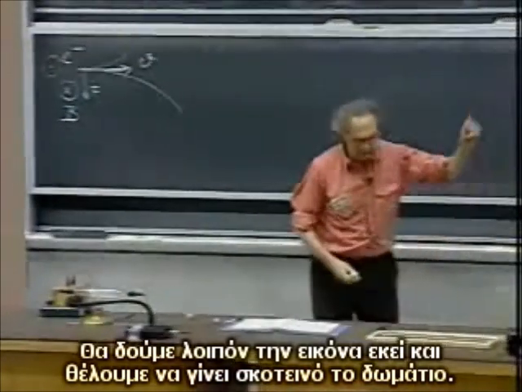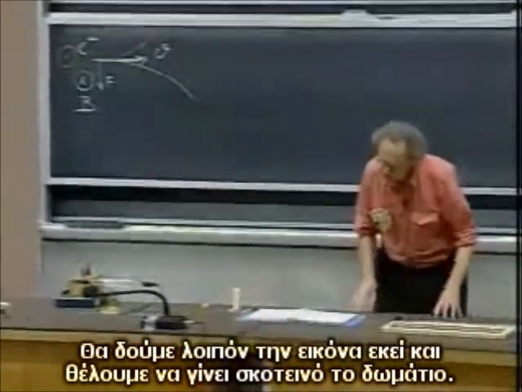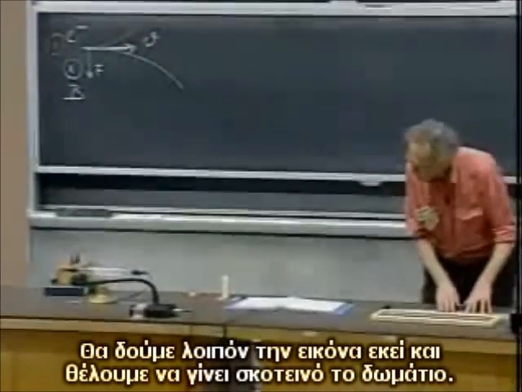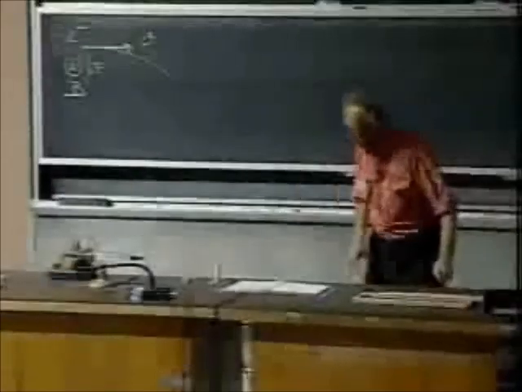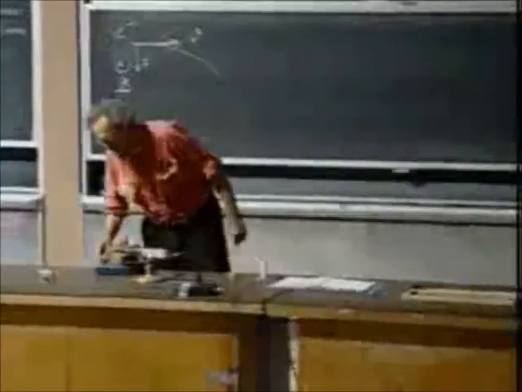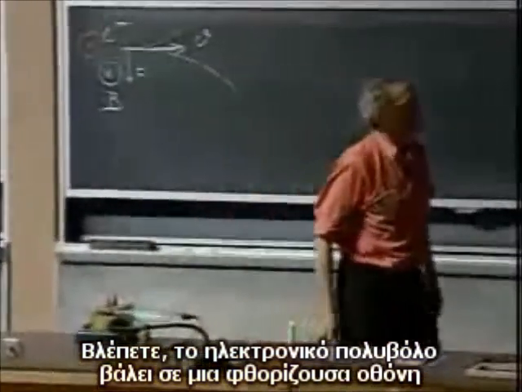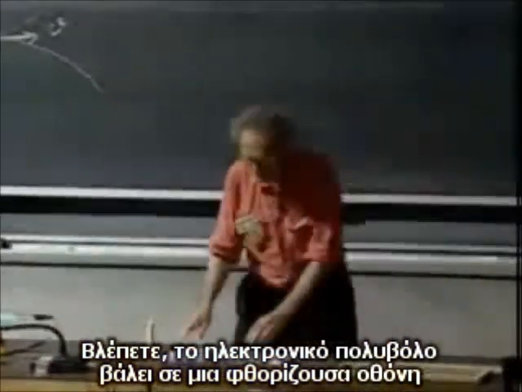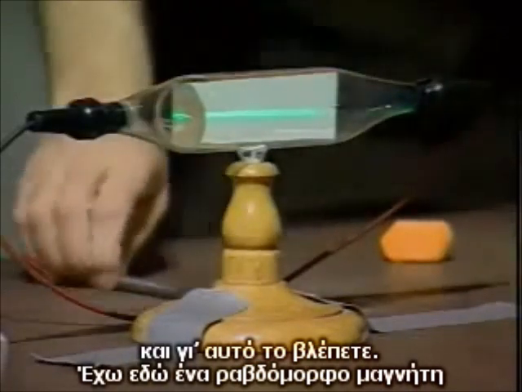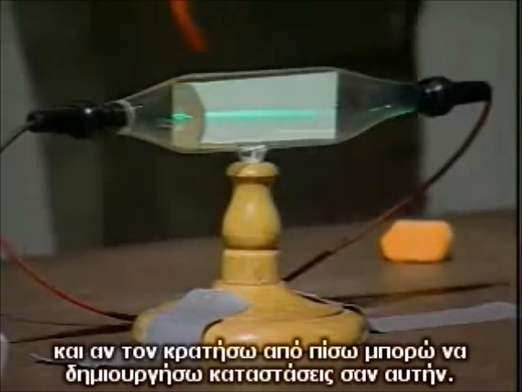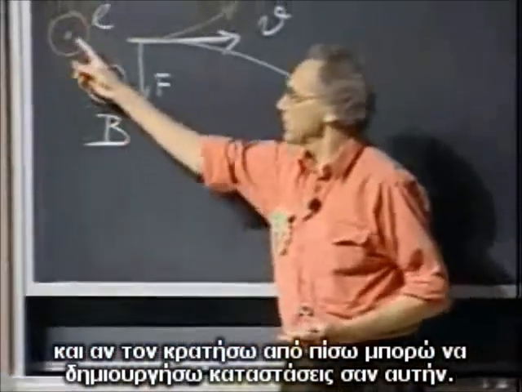So we're going to see the image there. And we want to make it quite dark in the room. And turn on the electron gun. So you see the electron gun, it strikes a fluorescent screen, and that's how you can see it. And I have here a bar magnet, and if I hold the bar magnet behind it, then I can create more or less situations like this.